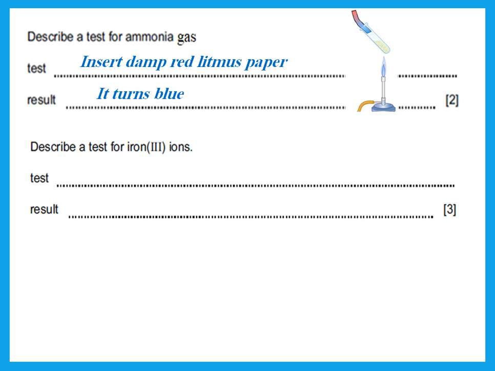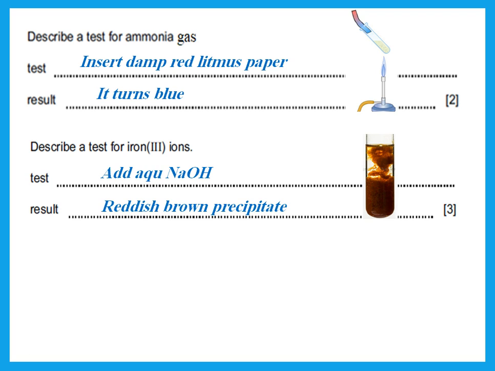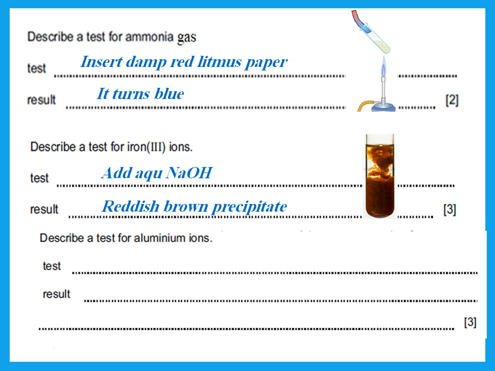Describe a test for iron 3. What was the test for iron 3? Please memorize as we go along. What is the test for iron 3? Add aqueous sodium hydroxide, we get a reddish brown precipitate. Remember, iron 2 gives green, iron 3 gives reddish brown precipitate.